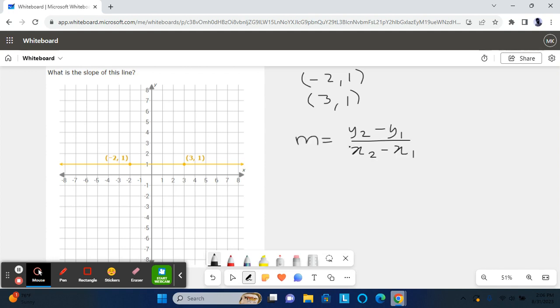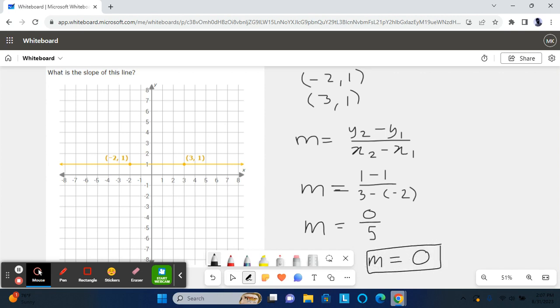And for m equals y2 minus y1 over x2 minus x1, you just have to replace the values. So you would have m equals 1 minus 1 over 3 minus -2, which would mean m equals 0 over 5, which means that m equals 0. So the slope of this line is 0.